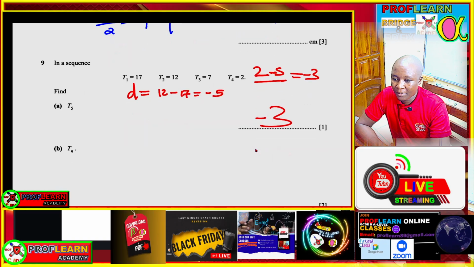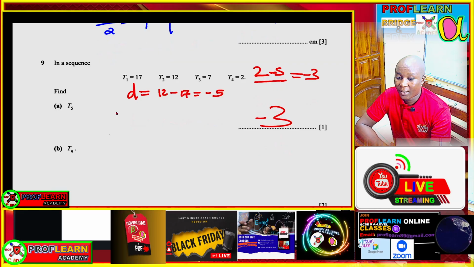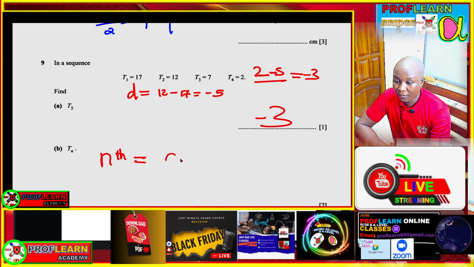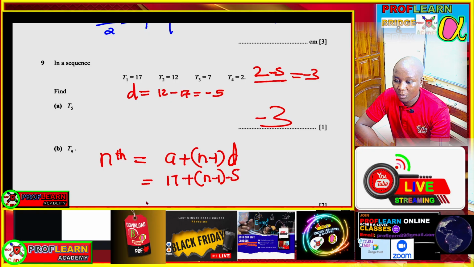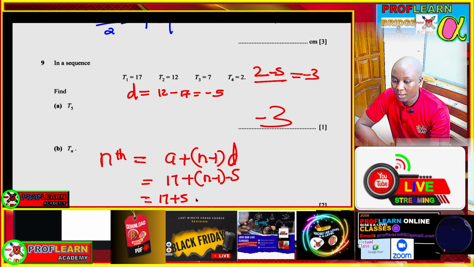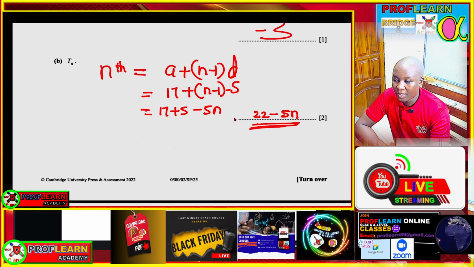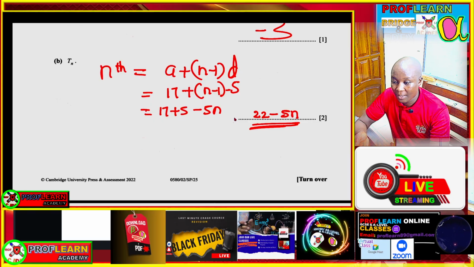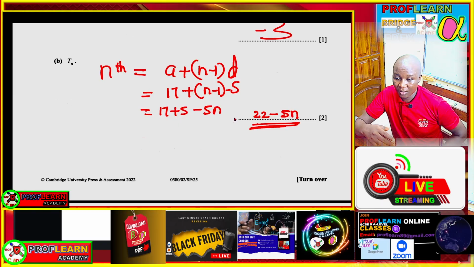And the nth term, now we are going to write the formula for the nth term, and we shall say the nth term is a plus n minus 1 into d. Then we can substitute the common difference, and then we open the brackets, and that is going to translate to 22 minus 5n as the nth term of any sequence. So if you want the 50th term, term number 50, you are going to say 22 minus 5 times 50, so that you can get any term that you want.